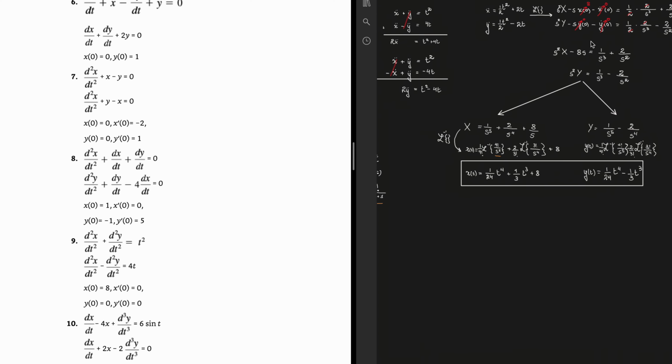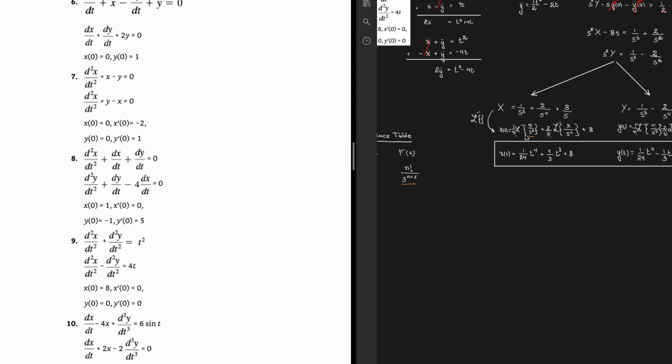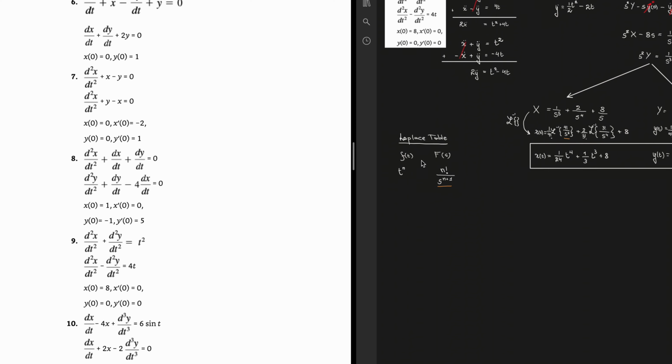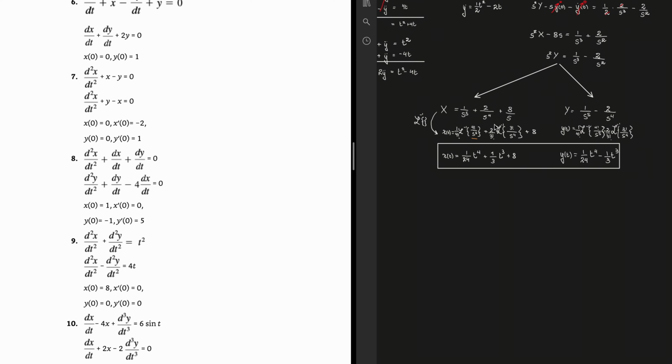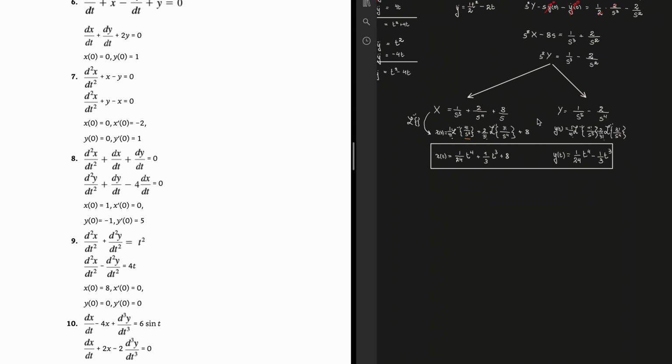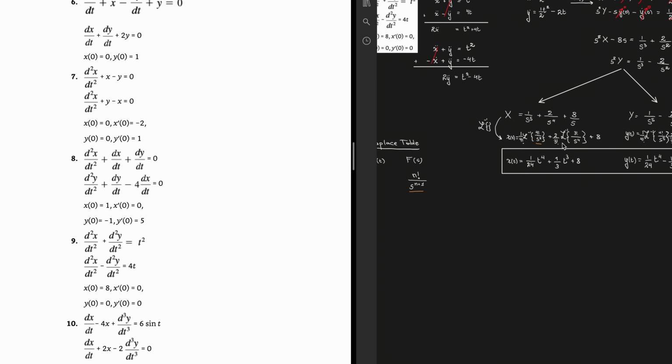Then we applied the Laplace, solved for big X, big Y, applied the inverse Laplace, and did some manipulation by looking at the form that most resembled what we had inside the Laplace table. We didn't even need partial fractions because they already came in forms that were invertible. And we got our two answers. Surprisingly, I didn't make any sign mistakes.